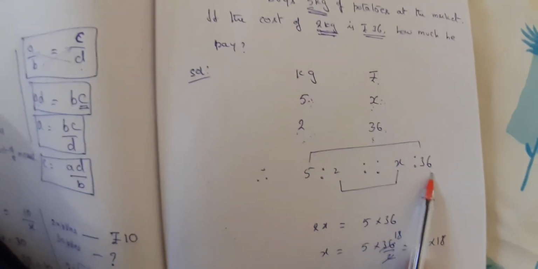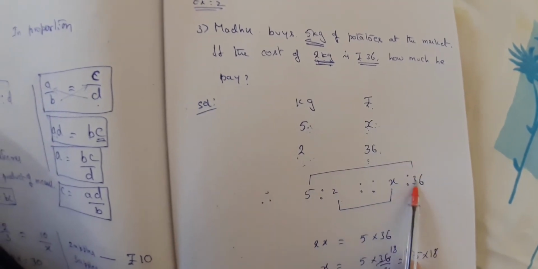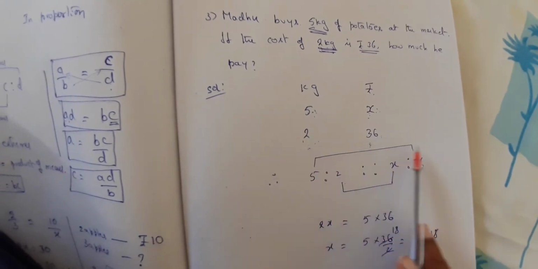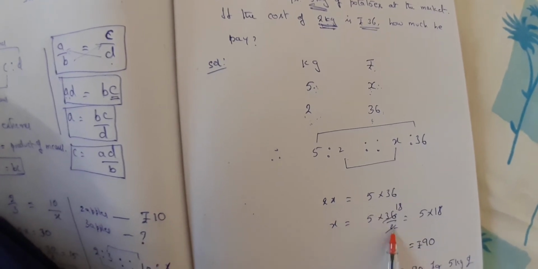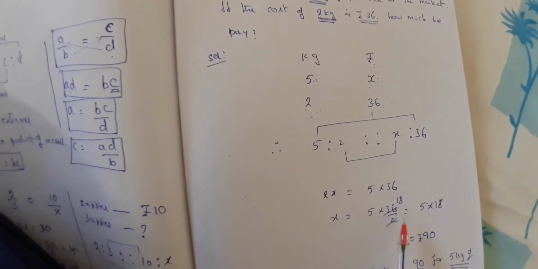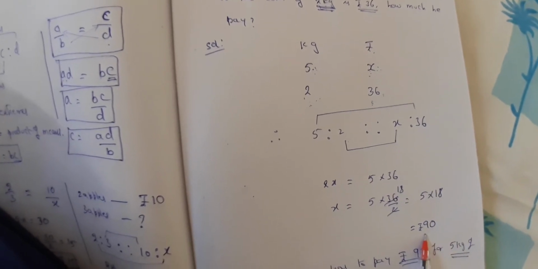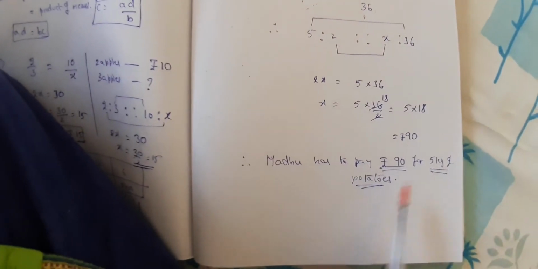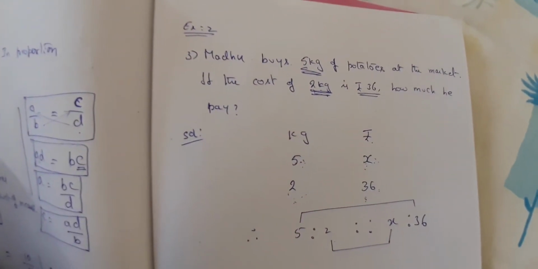Now which rule did we apply? Product of means is equal to product of extremes. Very good. Product of means, 2 into x, is 2x. Product of extremes, 5 into 36. So transpose 2 here: 5 into 36 by 2, that is 5 into 18, which is 90 rupees. So Madhu has to pay rupees 90 for 5 kg of potatoes. Is that clear? Okay, now just pause the video for a moment and copy the notes.